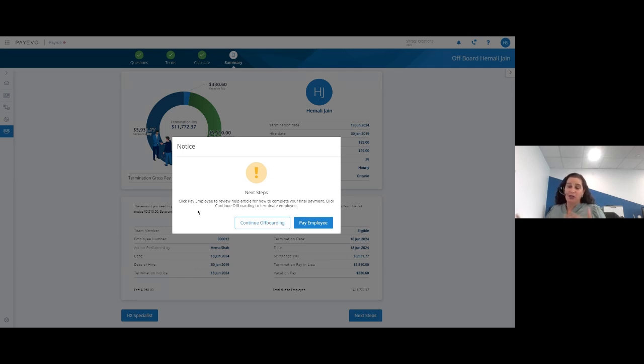And next steps gives you two options. You can continue offboarding. That's going to terminate the employee for you, so you can move on to your ROE. But really, if you've got a number in here, you need to pay the employee. So what you want to do is pay the employee.